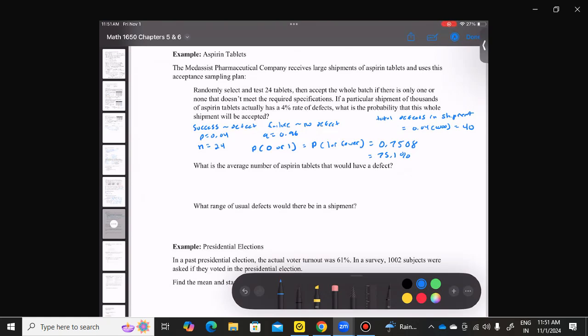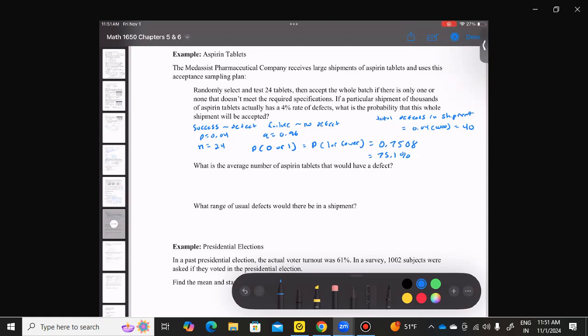4%. So there's 40 defective pills. You're going to find only at most one, and that means that in the shipment being accepted, there's 39 defects still in there. What is the average number of aspirin tablets that would have a defect?